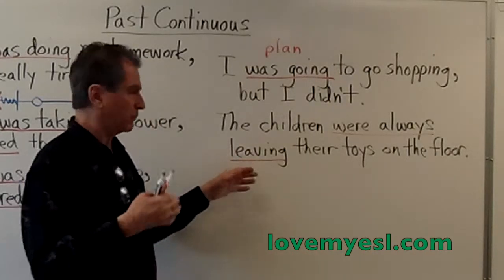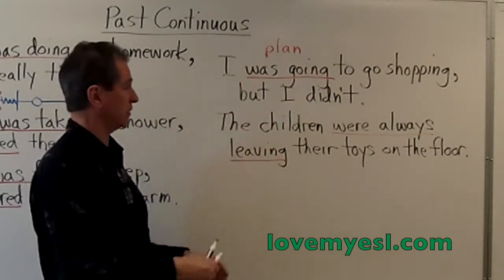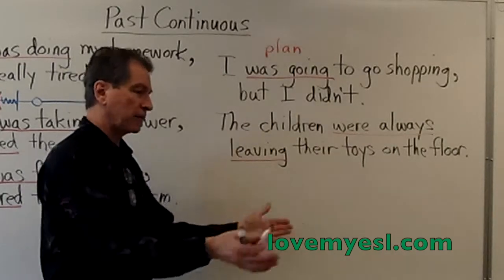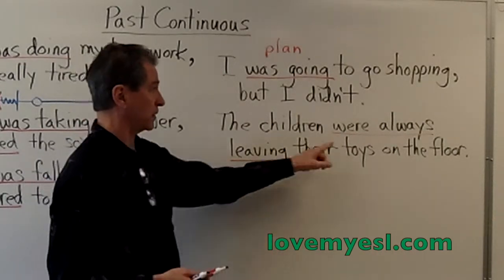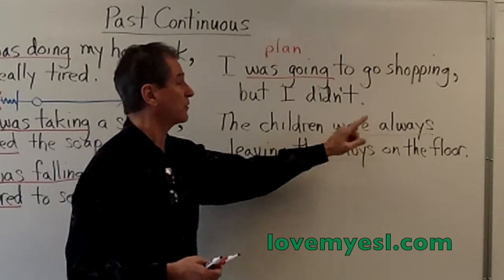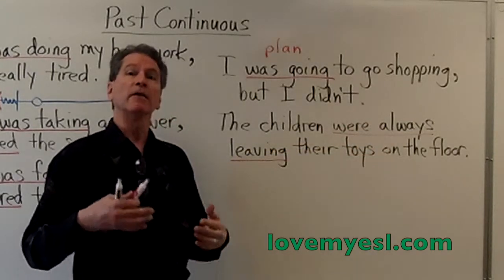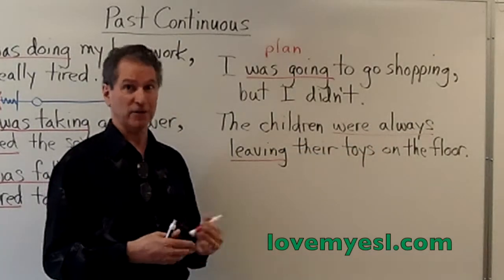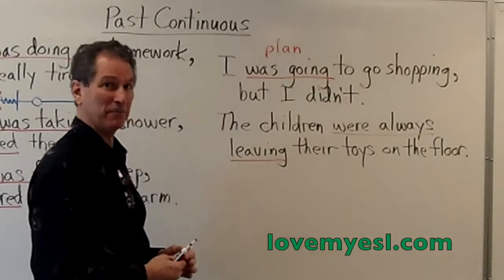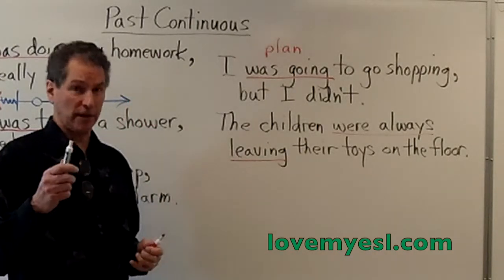I always had to tell them, put your toys away, put them back in the toy box. But no, they left their toys on the floor all the time. So you can use the past continuous with the word always, and it means that you always did that. The children always did that thing. All right? Now, there is one last thing.